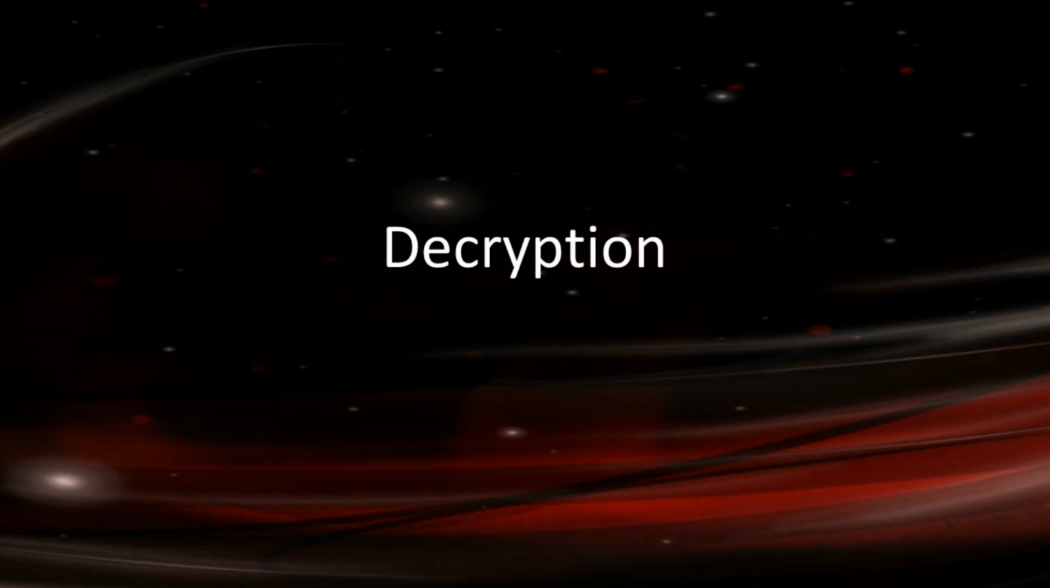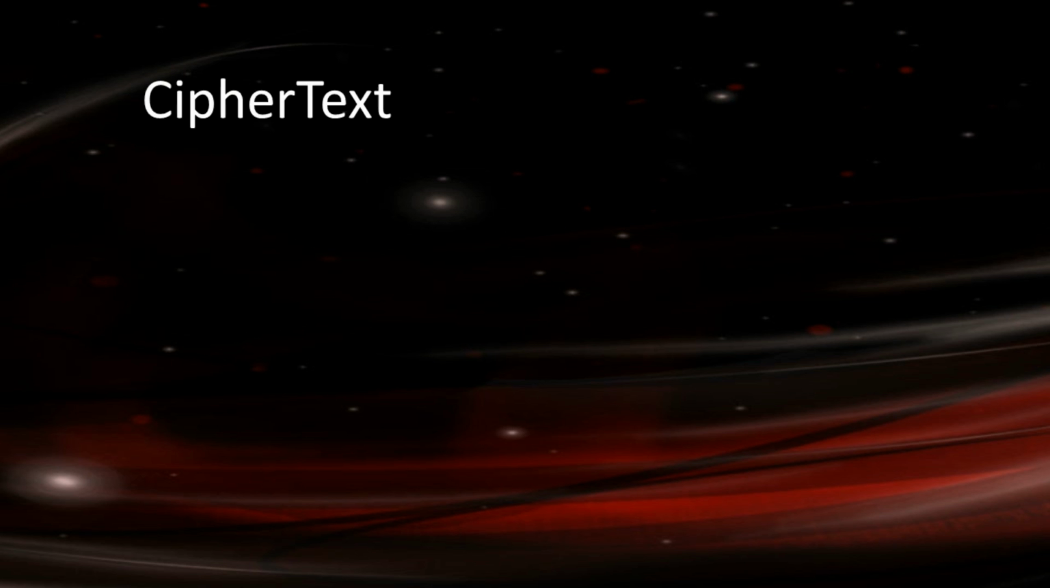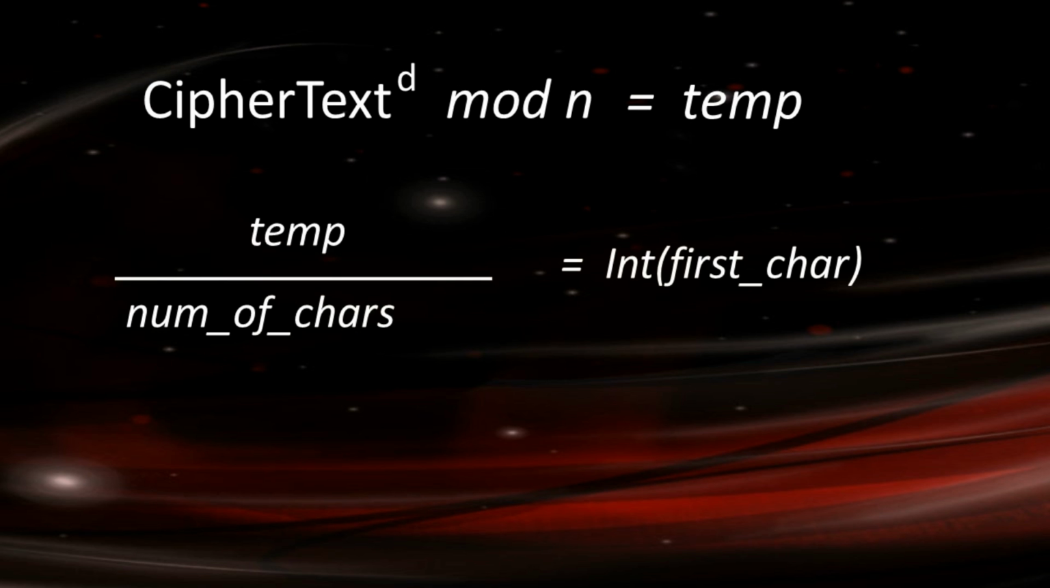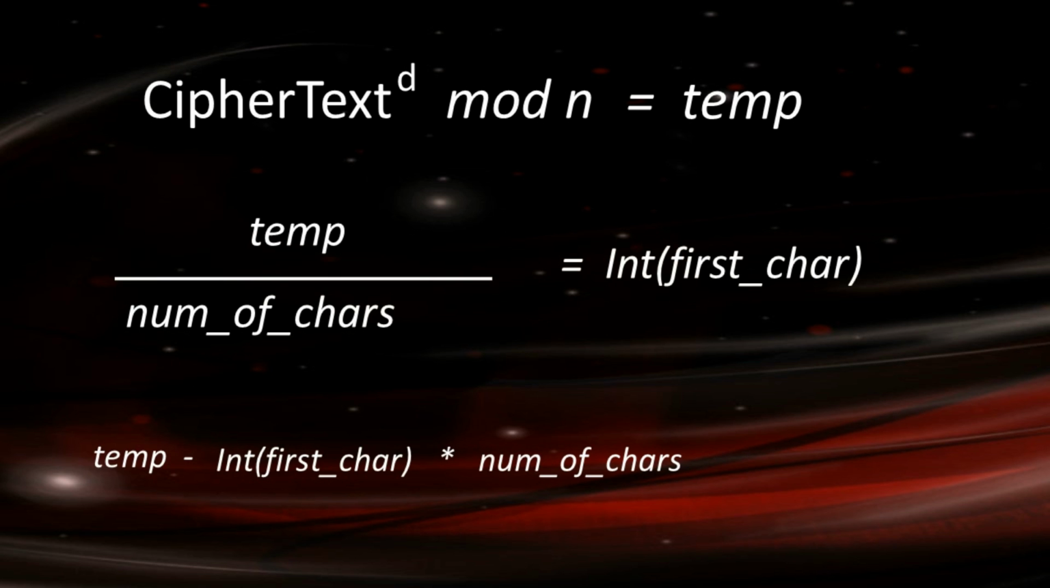But for those of us who want to learn to decrypt the message, you take the encrypted message or the ciphertext and put it to the power D, mod N, and that makes another temporary number we call temp again. We take the integer part of temp divided by the total number of characters in the dictionary to get the first character of the block. To get the second character, you do temp minus the first character multiplied by the number of characters in the dictionary.